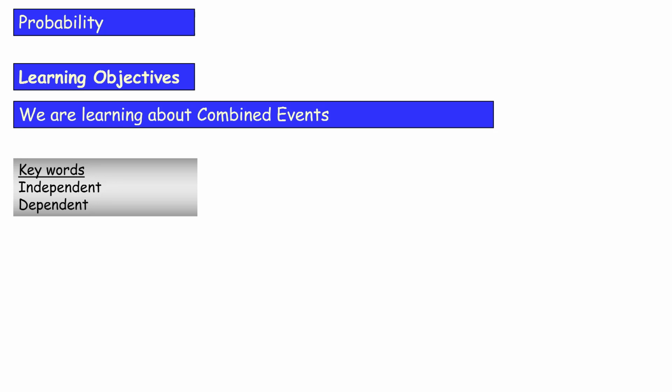Okay, so we're going to be learning about combined events, carrying on with probability. So hit pause, copy the lesson objective and the keywords down. When you're ready, hit play and we'll move on to the starter.